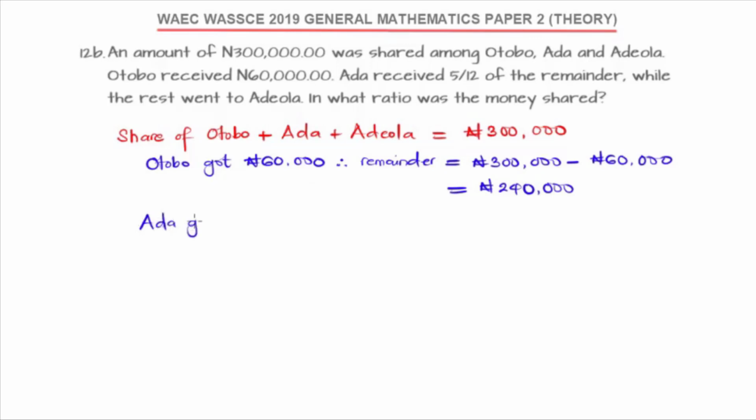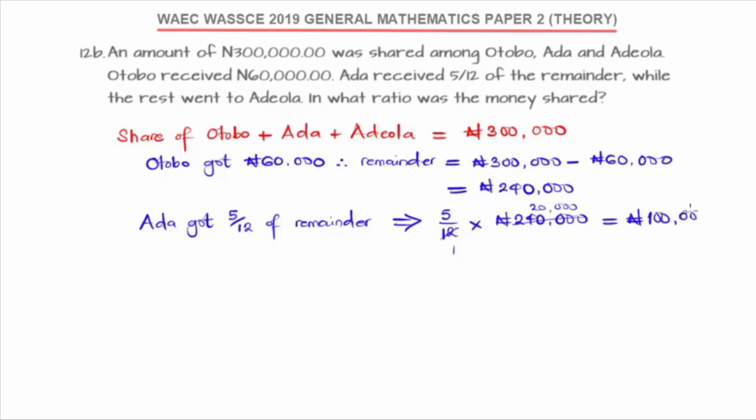So now we are told that Ada received 5 over 12 of the remainder, and remember we just got the remainder. So Ada's share will be 5 over 12 of the remainder, which is 240,000 naira. So that's 5 over 12 times 240,000. 12 can go into 240,000 to give us 20,000. So 20,000 times 5 will be 100,000. So Ada's share is actually 100,000 out of the total of 300,000 naira.